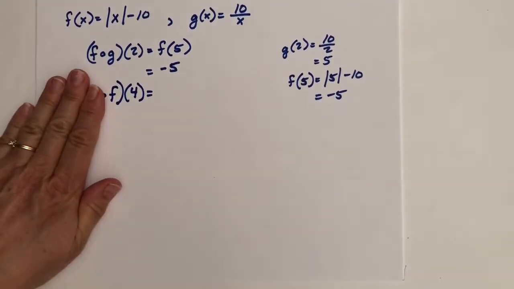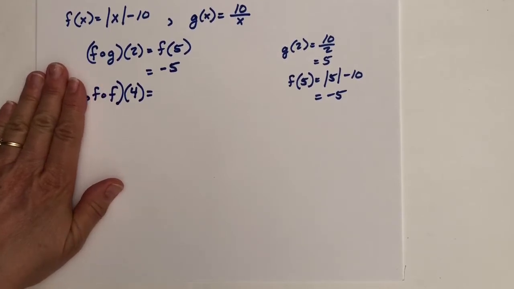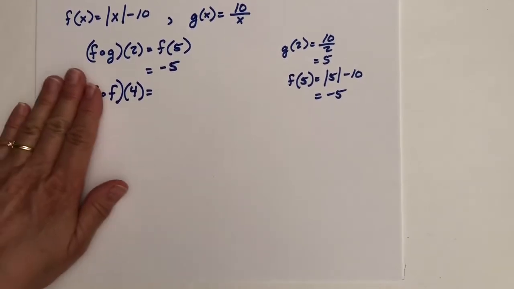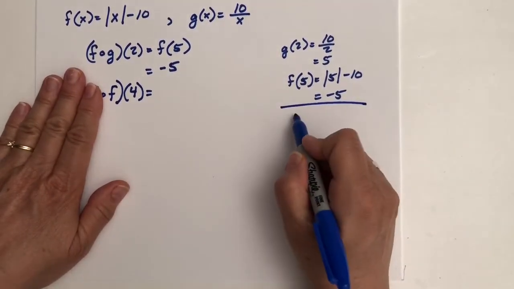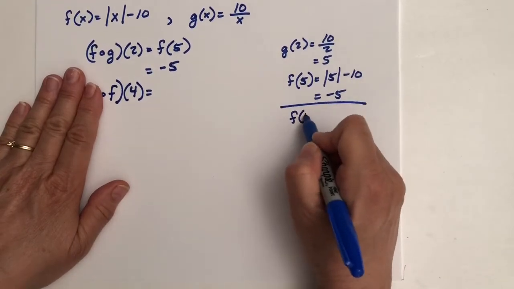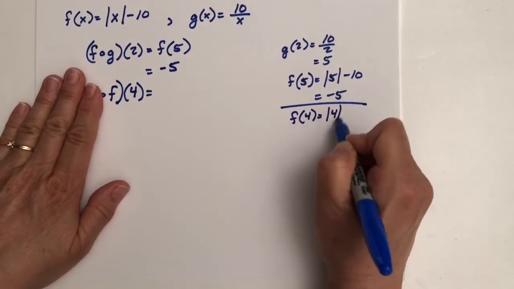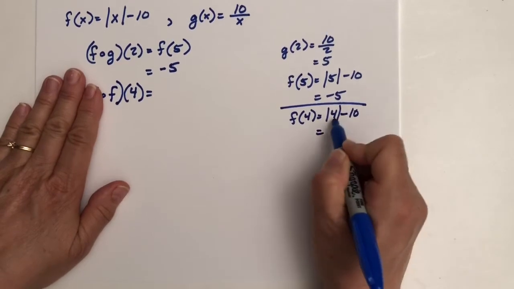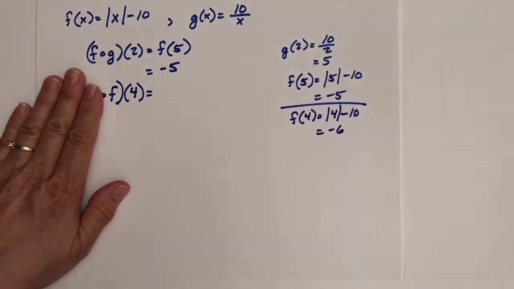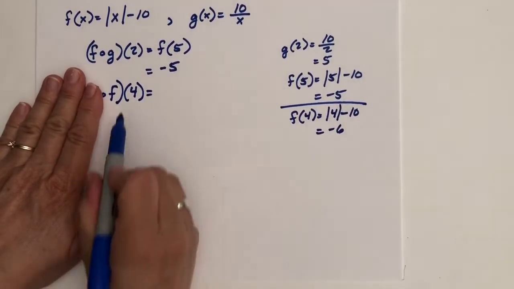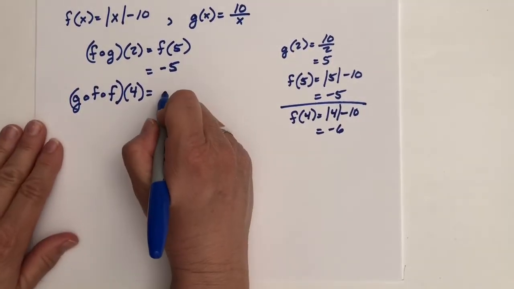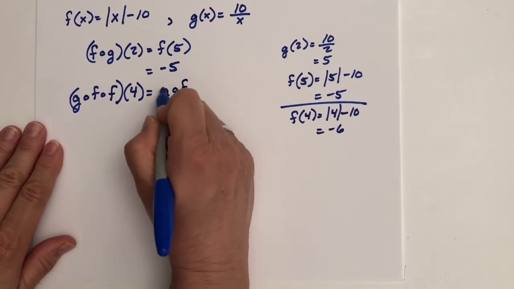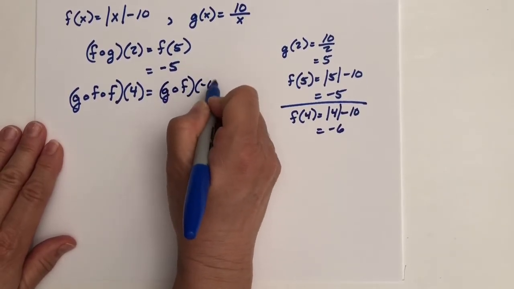We're going to start with f of 4. We're going to evaluate that. We'll take f of the result and g of that result. So let's start here, f of 4. So pop 4 into the f function. Absolute value of 4 minus 10 is 4 minus 10 or negative 6. So this expression is negative 6. So now we have g composed with f of negative 6.